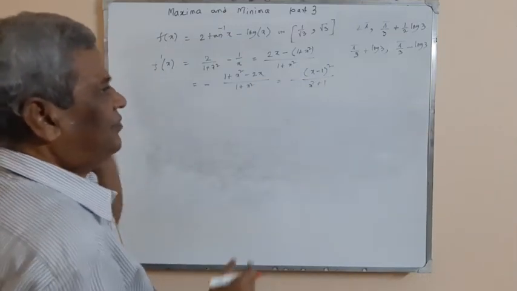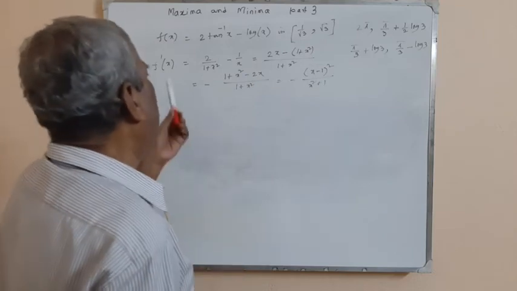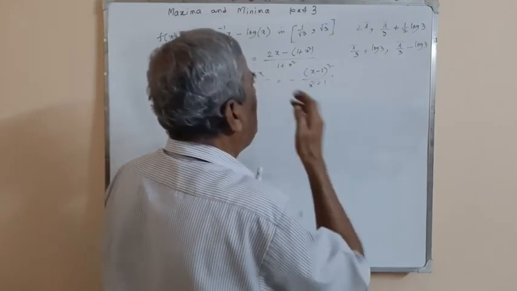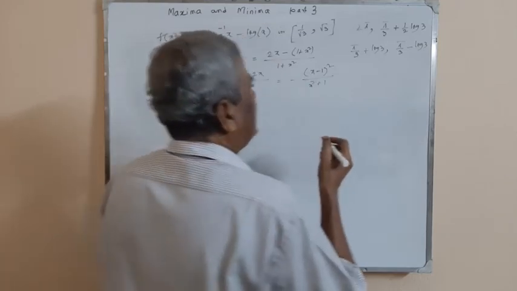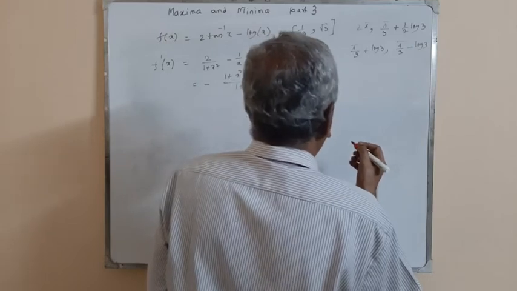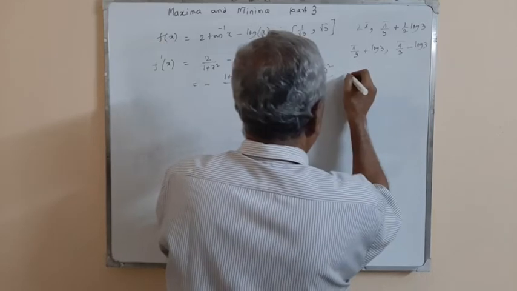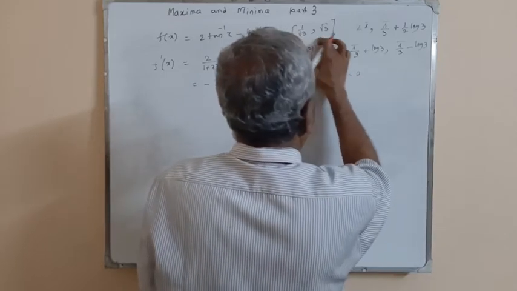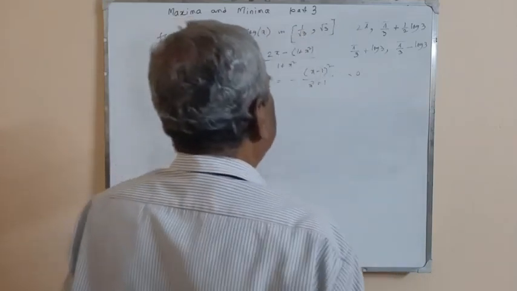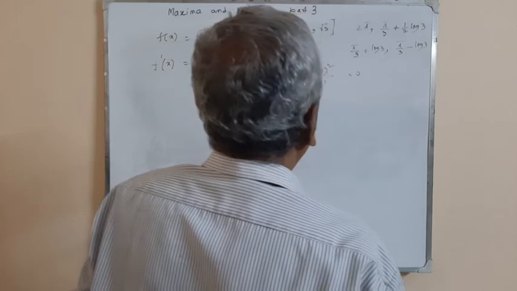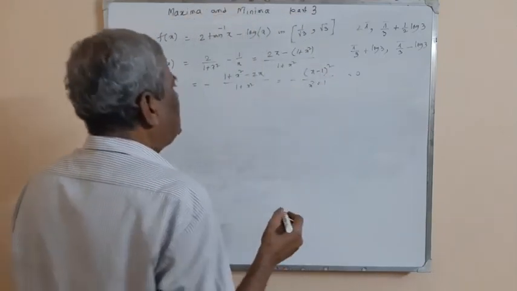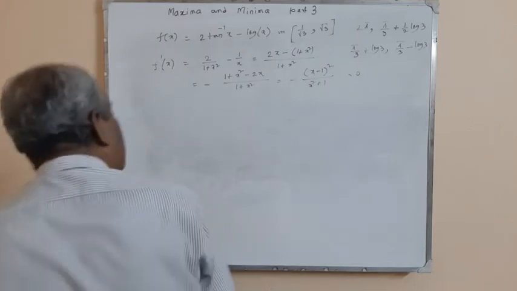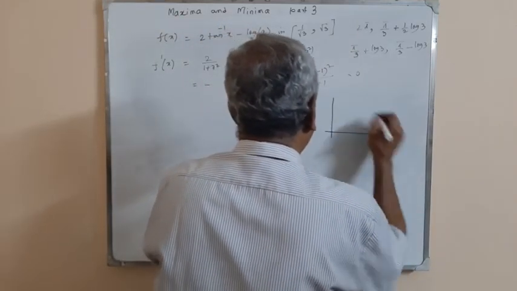So you see, for maximum or minimum, f dash x is equal to 0. In that case, x minus 1 is equal to 0. But f dash x is actually less than or equal to 0 for all values of x. So it is a decreasing function. Suppose the decreasing function is this.